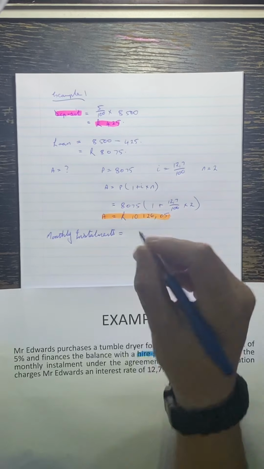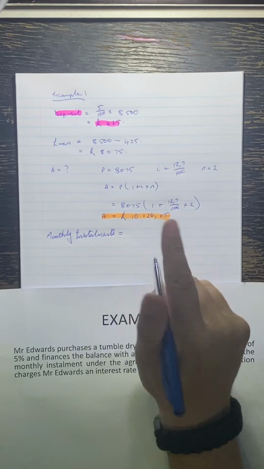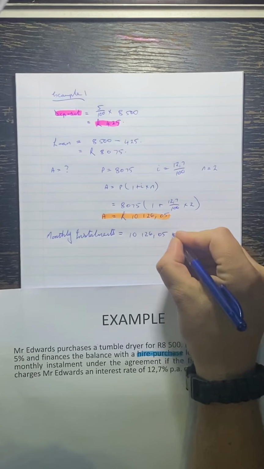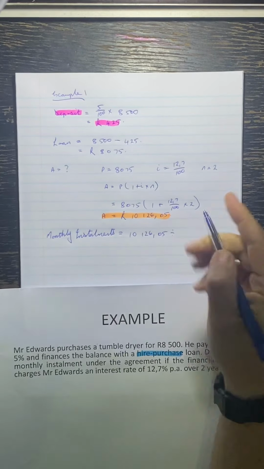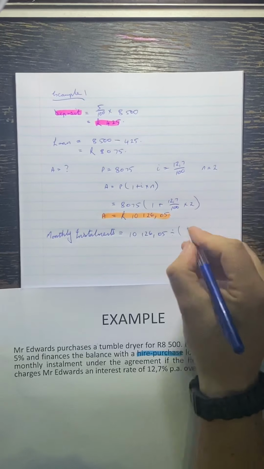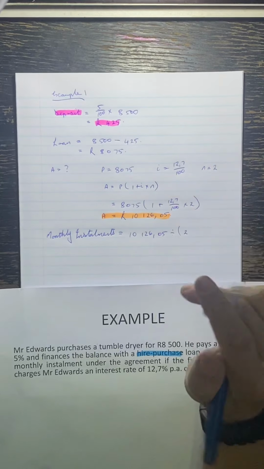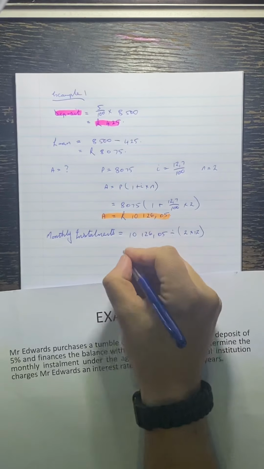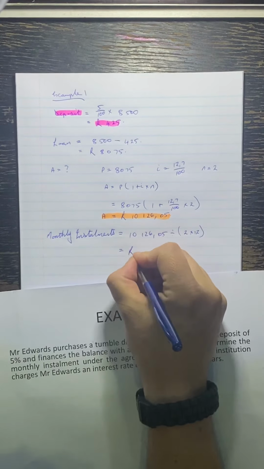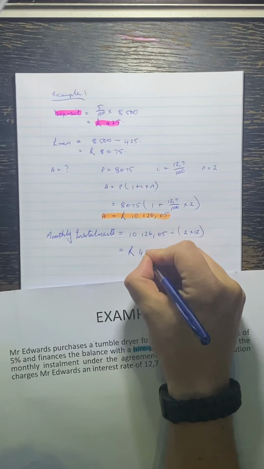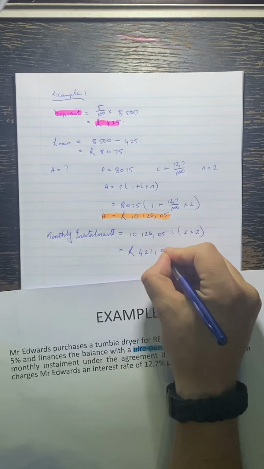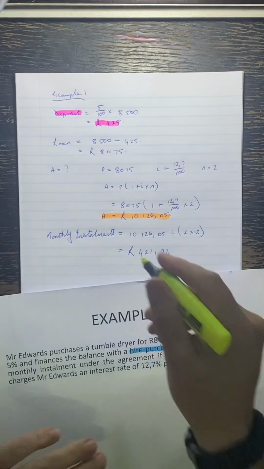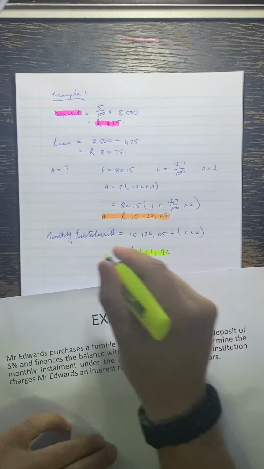To find this out, we take the total loan amount of 10,126 and 5 cents, and we divide that by how many months there are. So we've got 2 years, but to convert the 2 years into months, we multiply that by 12. Put that on the calculator, and we get a monthly installment of 421 Rand and 92 cents. And now we have answered the question. Those are the monthly installments.